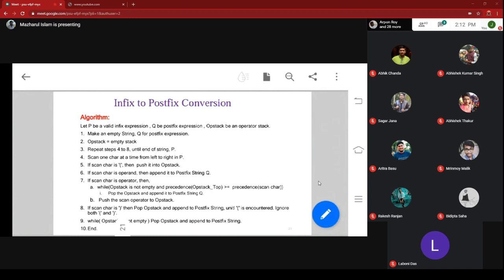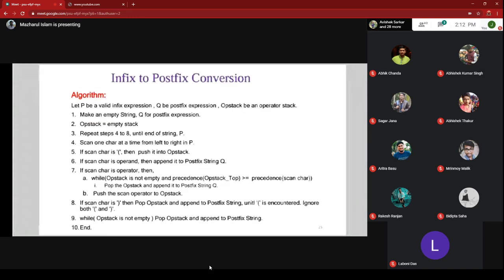In step 7, you actually have to concentrate on the 7A steps. And 7B: if the 7A condition is not satisfied, then you simply push the scanned operator to the operation stack. The step 7 point is the crucial point. You need to think over it. I will show you the example.